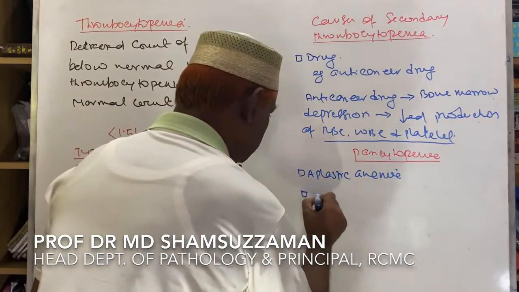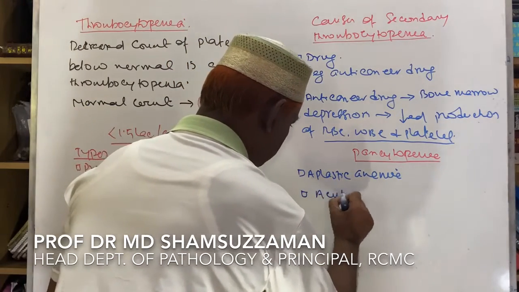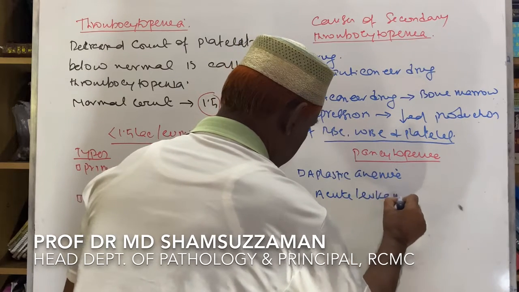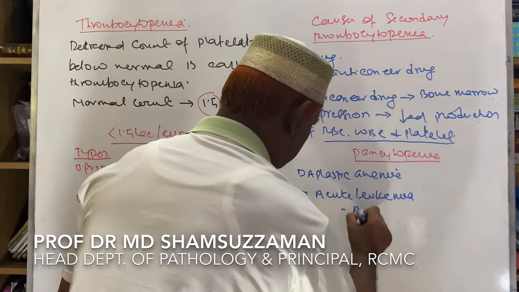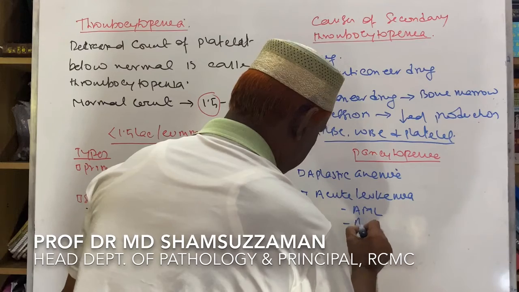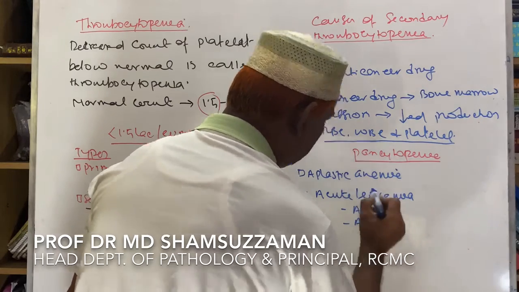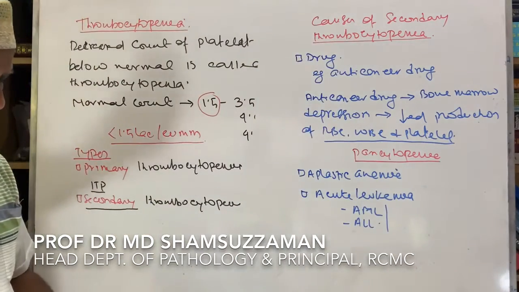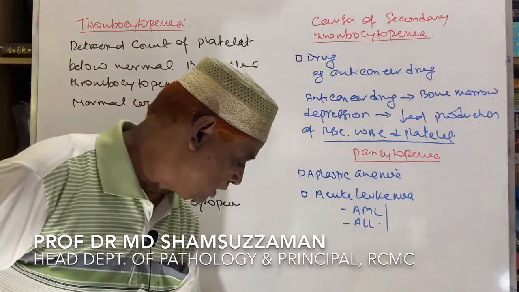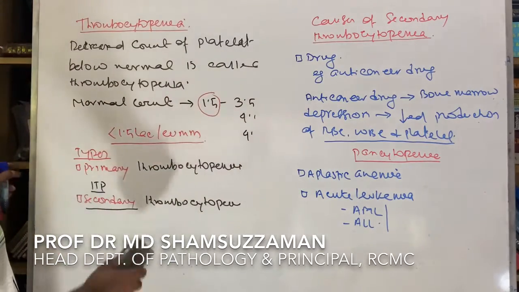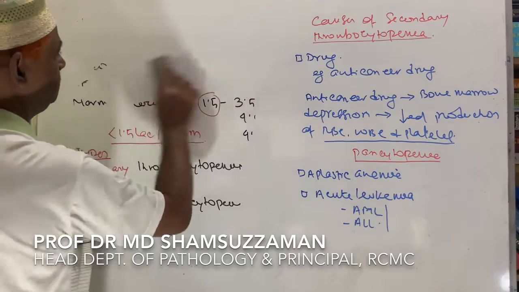Another cause is acute leukemia, like acute myeloblastic leukemia, like acute lymphoblastic leukemia. You know, in acute myeloblastic leukemia and in acute lymphoblastic leukemia, the patient suffers from thrombocytopenia.